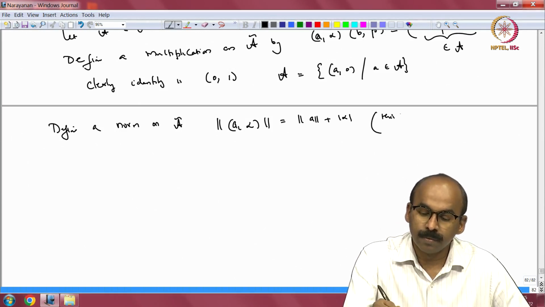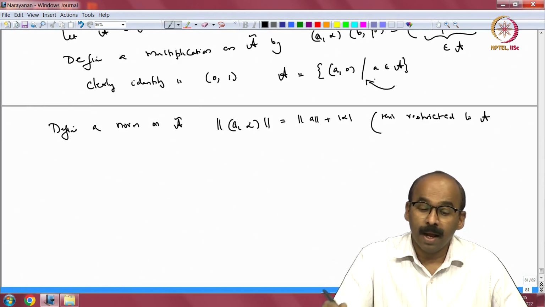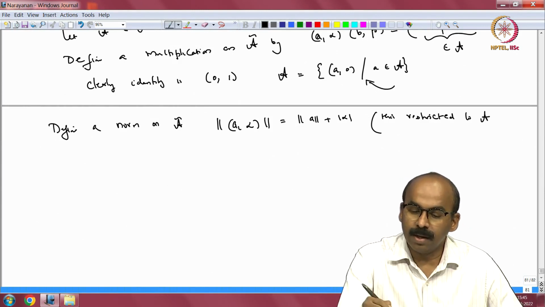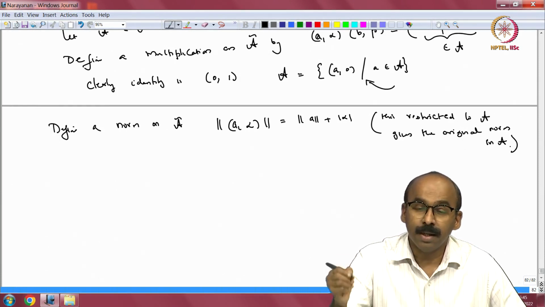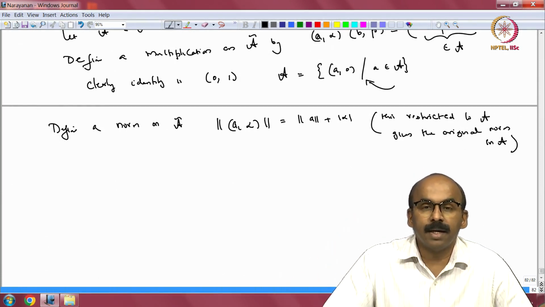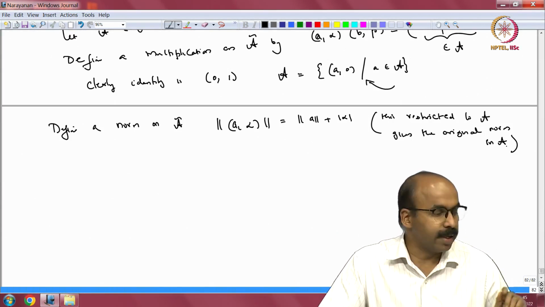Clearly, if this norm is restricted to script A, so script A is identified with whatever is here, that gives the original norm in A. So, A is sitting isometrically inside A tilde. So, we will identify A as a subset of A tilde.